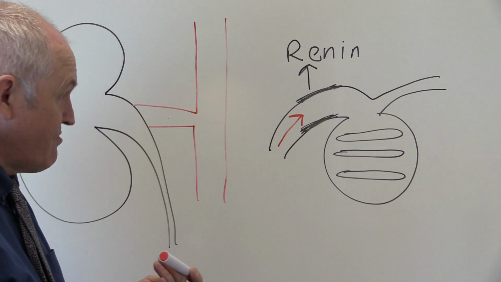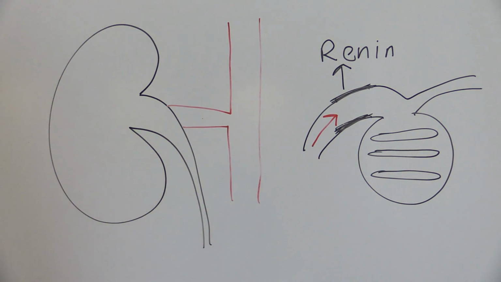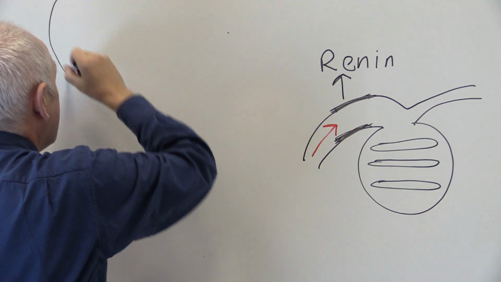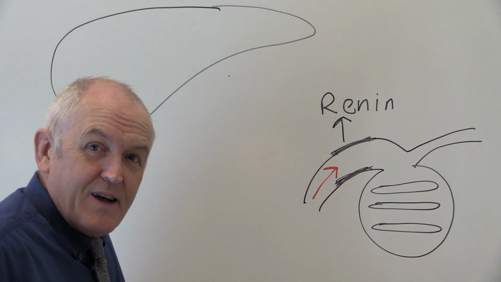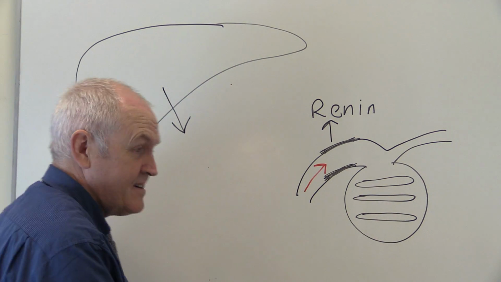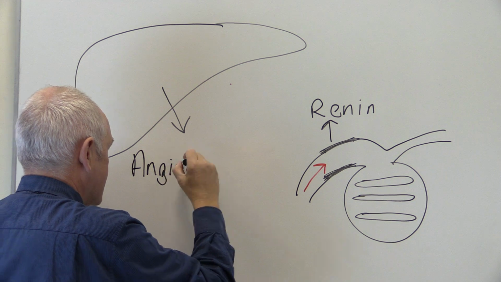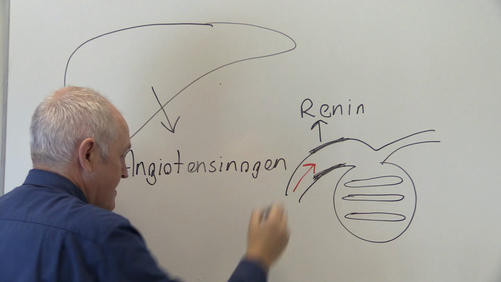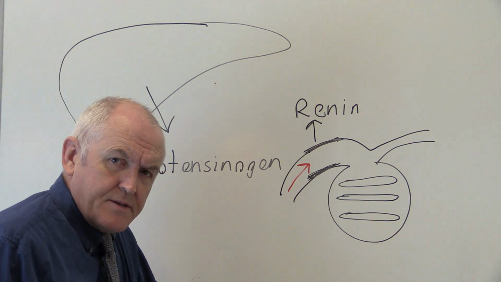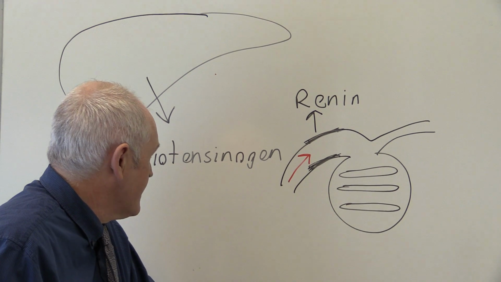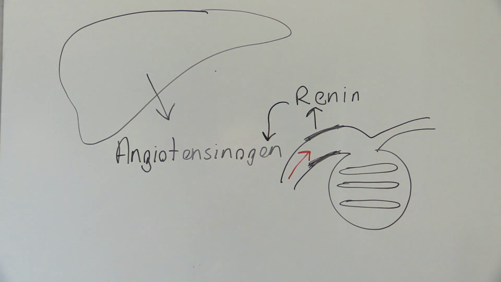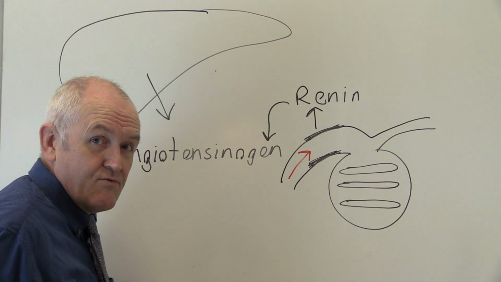So how is this renin regulating the blood flow to the kidney? Well, up here we've got another organ, the liver. And the liver produces a protein, and this protein is called angiotensinogen. So angiotensinogen is a protein produced by the liver, and it circulates in the blood and it doesn't do anything unless it's acted on by renin. So the angiotensinogen is inactive unless it's acted on by renin.